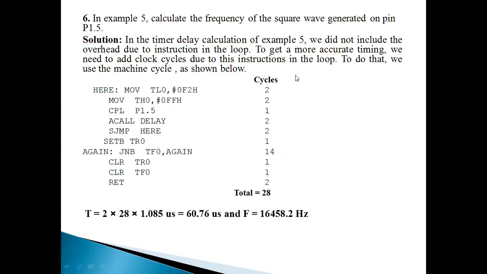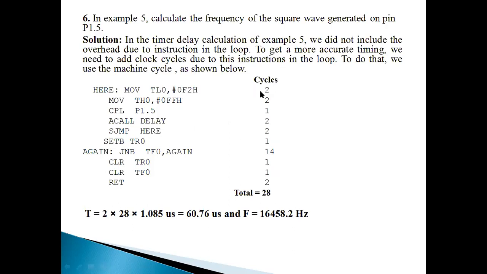It means we are taking into consideration the clock cycles. So these are the values of every instruction. So move TL0 comma hash 0F2H. This instruction takes 2 clock cycles. These are the values taken from the standard table for 8051 microcontroller. Let us see how to calculate the time period, and from the time period we are going to calculate the frequency of the square wave generated.